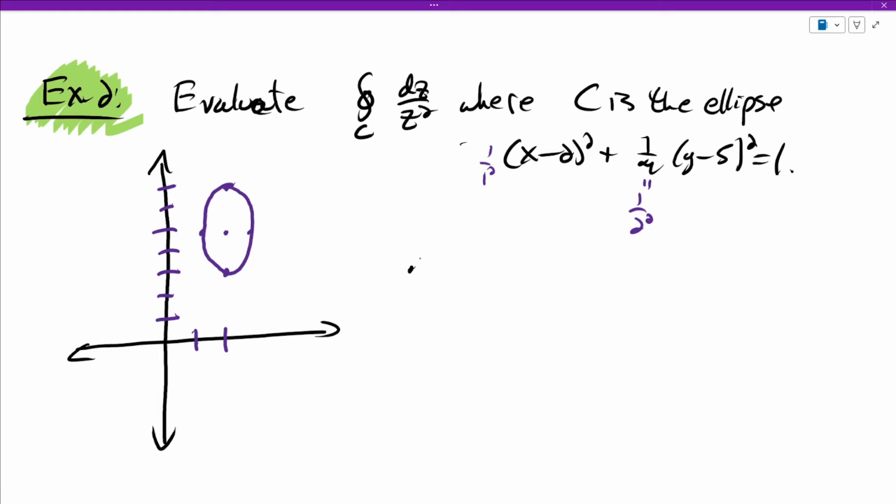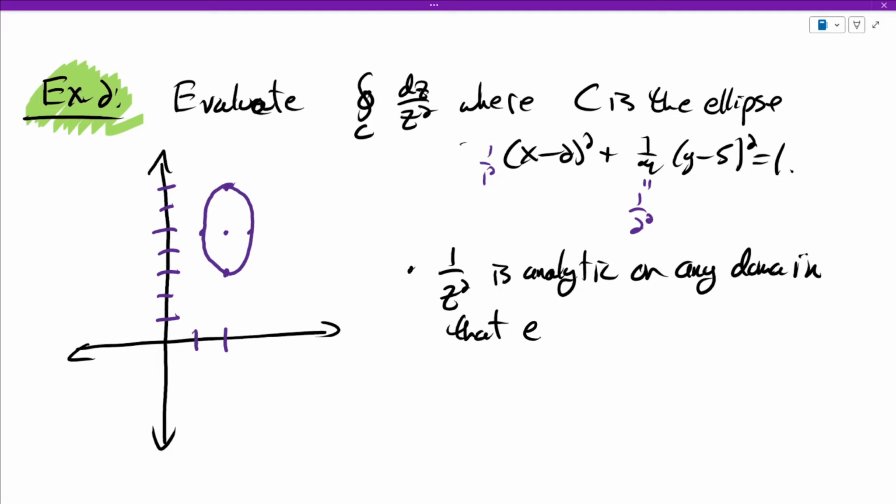And so let's try to check the criteria for the Cauchy-Goursat theorem. So in this case, 1/z^2 is the integrand. And this is analytic on any domain that does not contain 0.